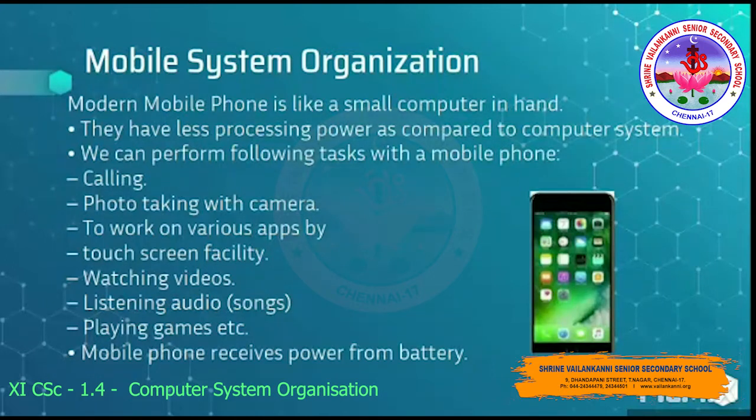The components are mobile processor, which is further divided into communication processing unit and application processing unit, display subsystem, camera subsystem, mobile system memory, which has the RAM and the ROM, storage, which is the expandable storage, and power management system, that is the battery of the mobile.